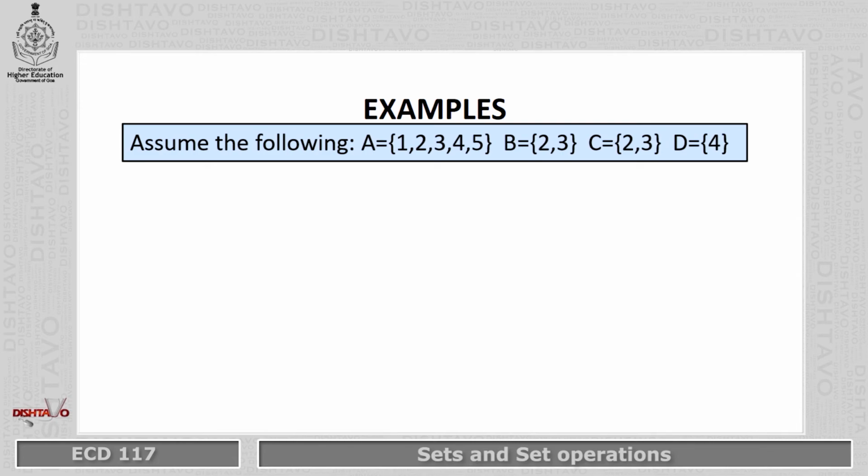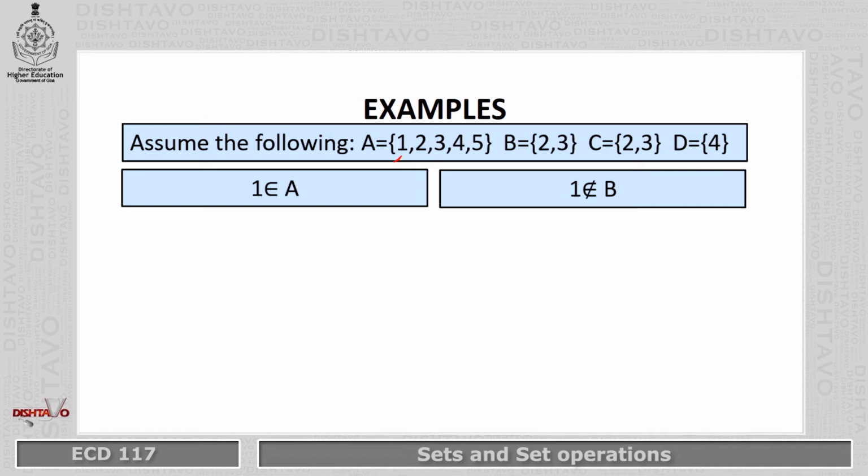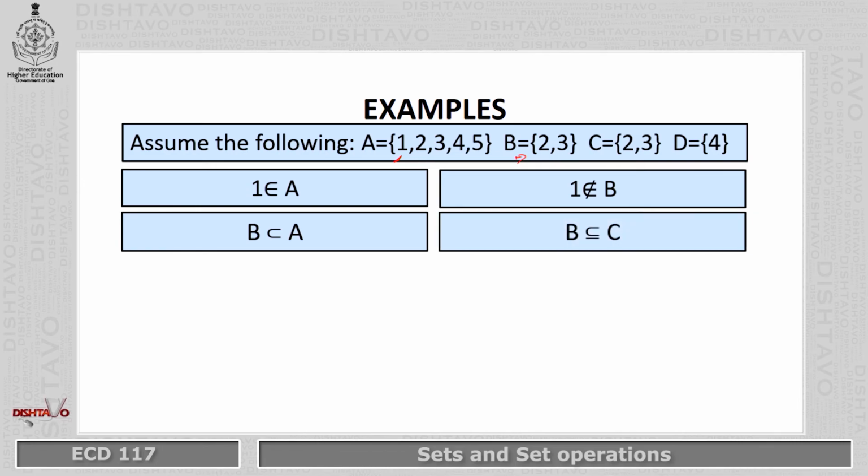Assume that you have the following sets: A is equal to {1, 2, 3, 4, 5}, B is equal to {2, 3}, C is equal to {2, 3} and D is equal to {4}. So, if I say 1 belongs to A, yes, 1 belongs to A. I say 1 does not belong to B, you can see clearly in B there is no 1. You say B is a subset of A, look at B, B is 2 and 3 and 2 and 3 is part of A, therefore, yes, B is a subset of A.